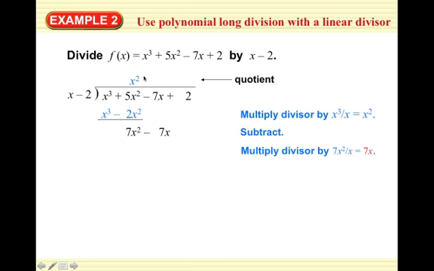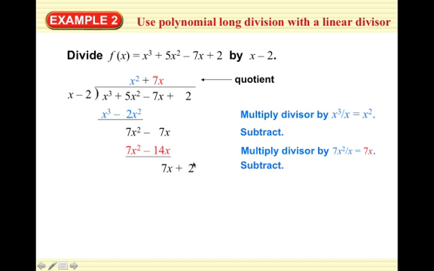And that's going to be our next term in our quotient. Okay, so now we multiply the divisor by 7x. And so that's going to give us 7x squared minus 14x. So after we multiply, remember, we subtract. So 7x squared minus 7x squared is 0. Negative 7x minus negative 14x, so that's negative 7x plus 14x gives us positive 7x.